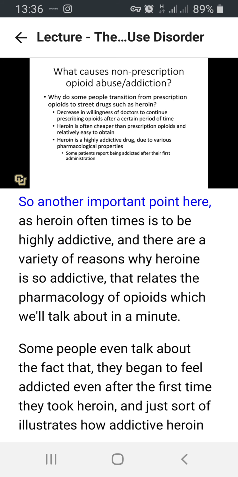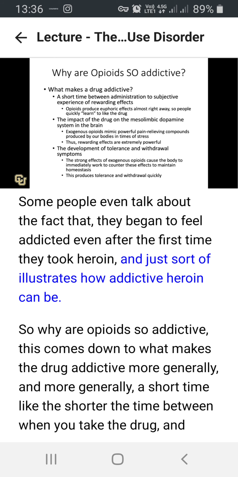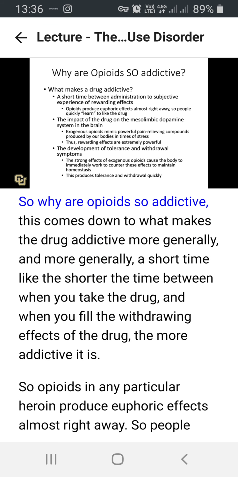Another important point here is that heroin also happens to be highly addictive. There are a variety of reasons why heroin is so addictive that relate to the pharmacology of opioids, which we'll talk about in a minute. Some people even talk about the fact that they began to feel addicted after the first time they took heroin, which just illustrates how addictive heroin can be. So why are opiates so addictive?